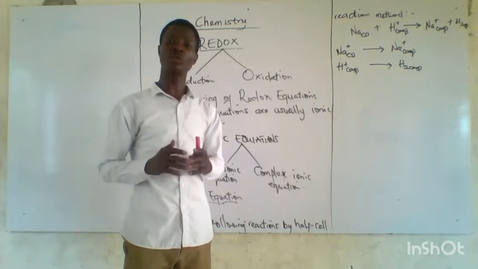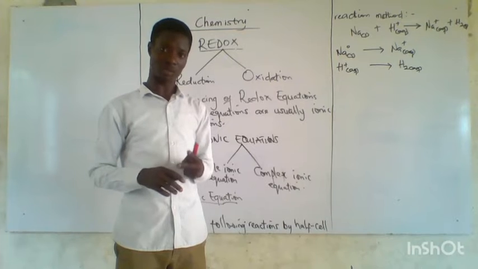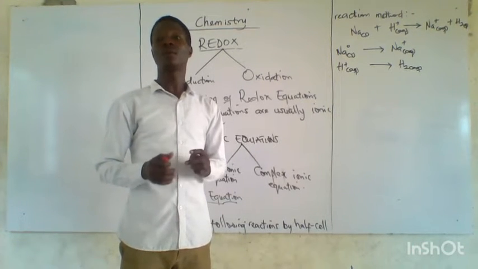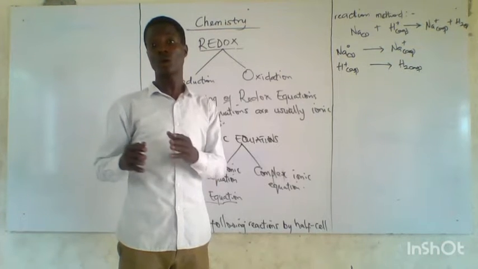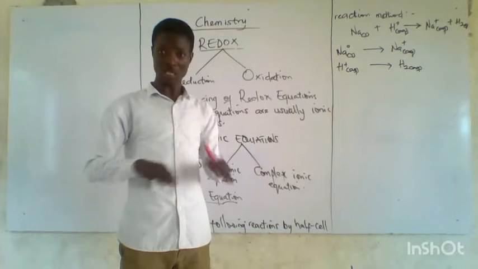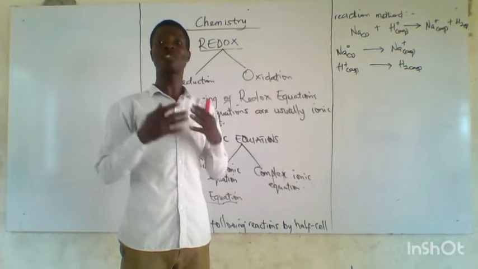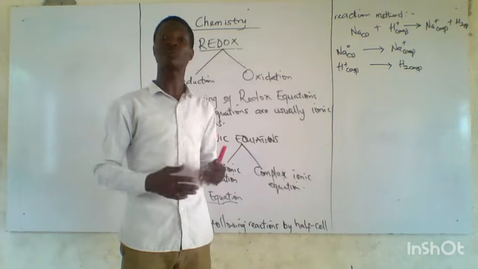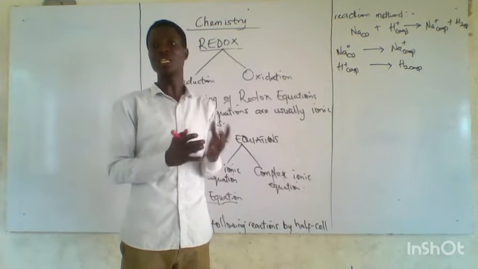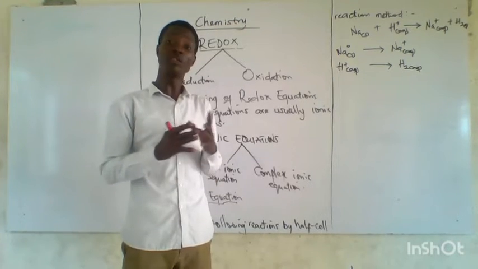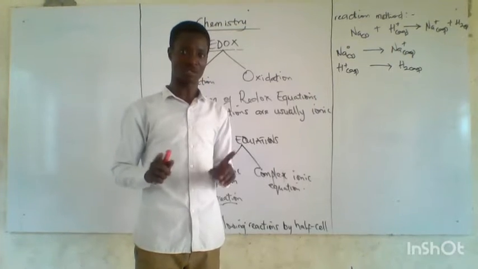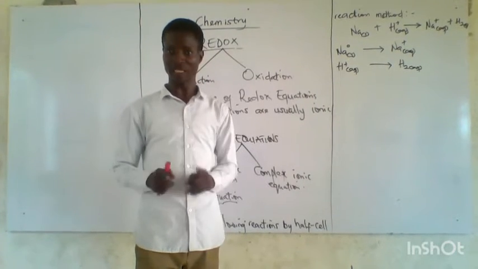And redox equations come in two forms: the complex form and the simple form. And don't forget that redox equations are ionic equations. In other words, before you balance them, they must be in the form of an ion, probably a radical or a normal ion. Do you get it now? But it must possess an electric charge, whether positive or negative.